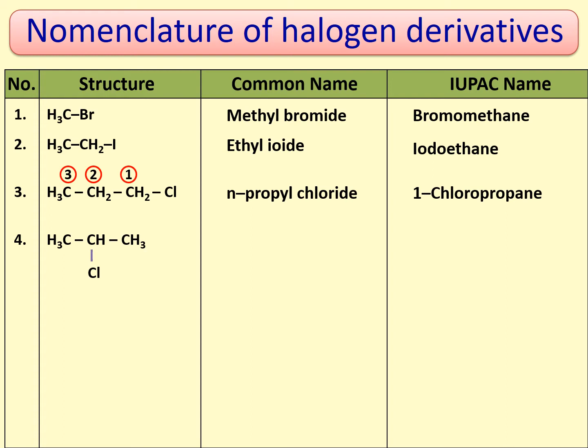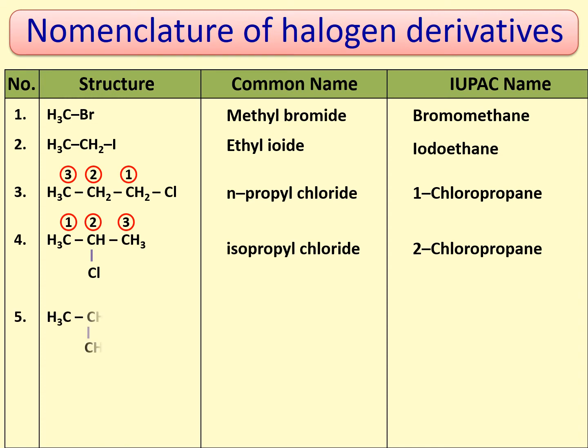Now, in this compound, the alkyl group is again a propyl group. But this propyl group, that is (CH3)2CH-, is called isopropyl group. So the common name of the compound is isopropyl chloride. Now let us number the carbon chain for the IUPAC name. The chlorine atom is on the second carbon atom, so the IUPAC name is 2-chloropropane.